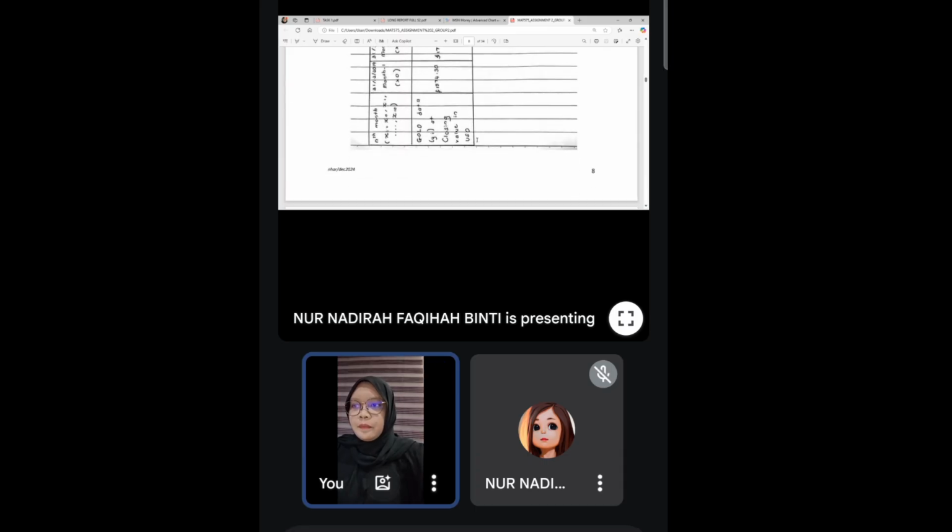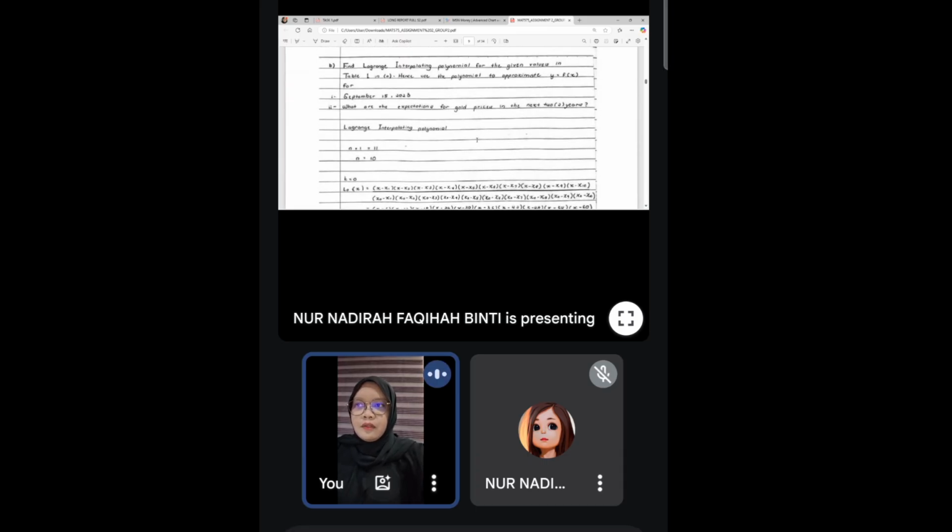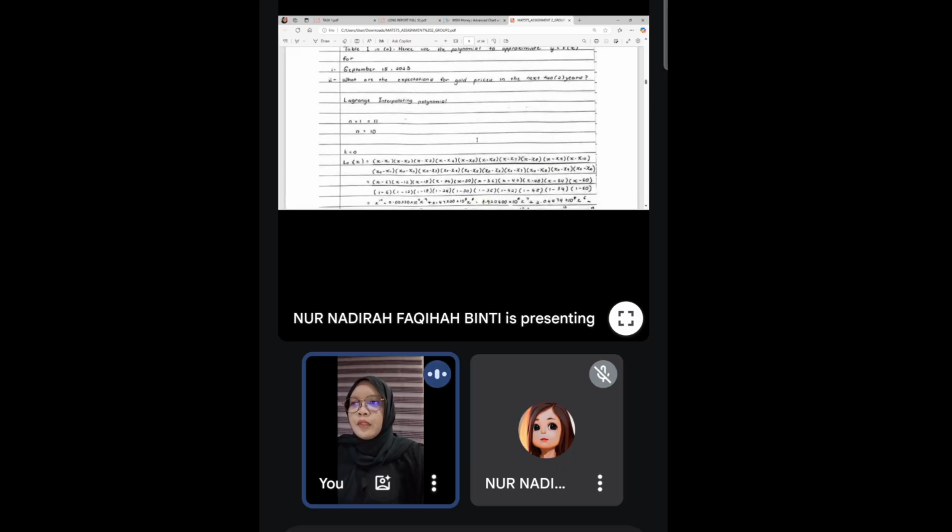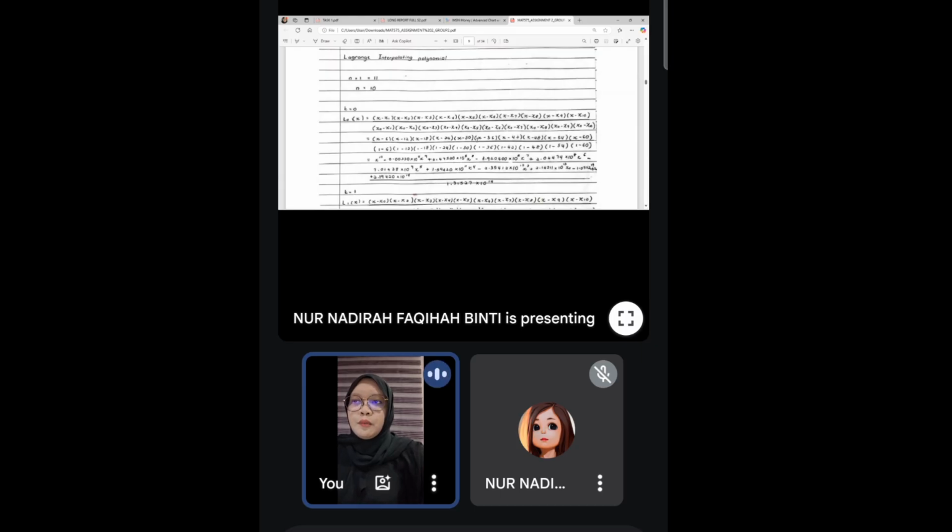So from this data, we will find the Lagrange interpolating polynomial for the given values in Table 1 in A. Hence, use the polynomial to approximate y equals f(x) for September 15, 2023. Firstly, we will do the Lagrange interpolating polynomial, n plus 1 equals 11, n equals 10. From this n, we will know that k equals 0 until 10. So for the first one, k equals 0.